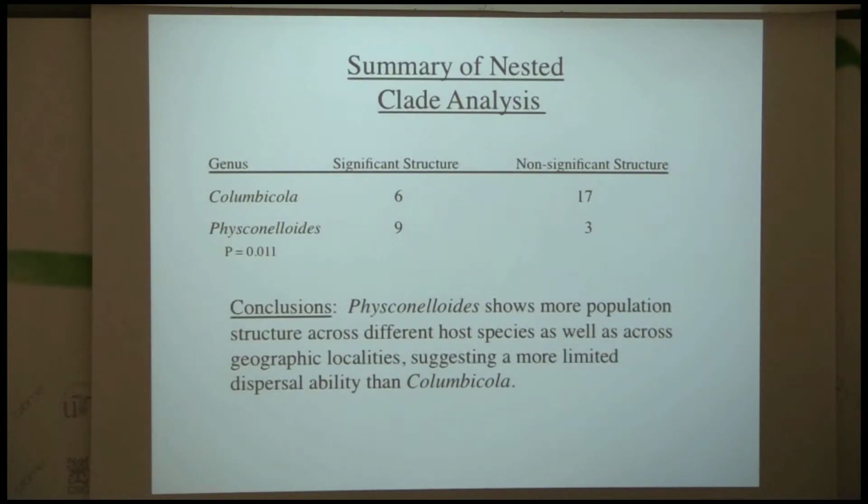So we did something called nested clade analysis. We could examine how many times we can detect significant structure, either of louse populations between host species or between geographic locations. And for Physconelloidia, most of those were significant. Only 3 cases of not being significant. For Columbicola, of all the cases we could look at, most of them were not significant. So if you just do an overall comparison of these ratios, Physconelloidia more often has significant structure either by host or by geographic location. So these body lice show more population structure as compared to Columbicola, reflecting the differences probably in their dispersal ability.